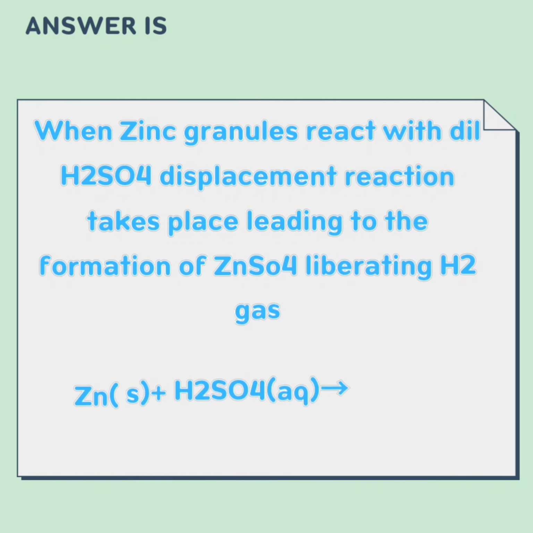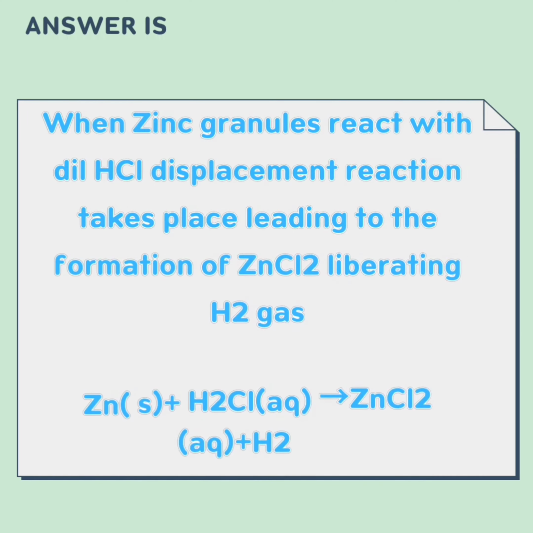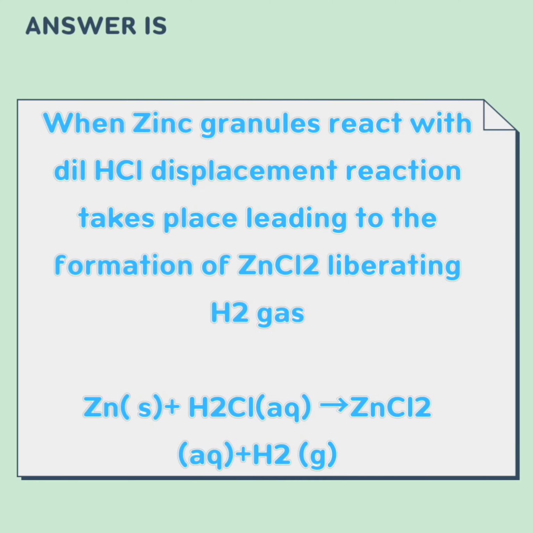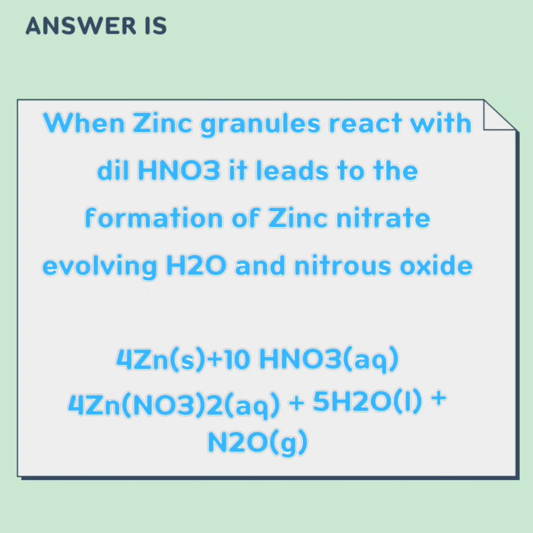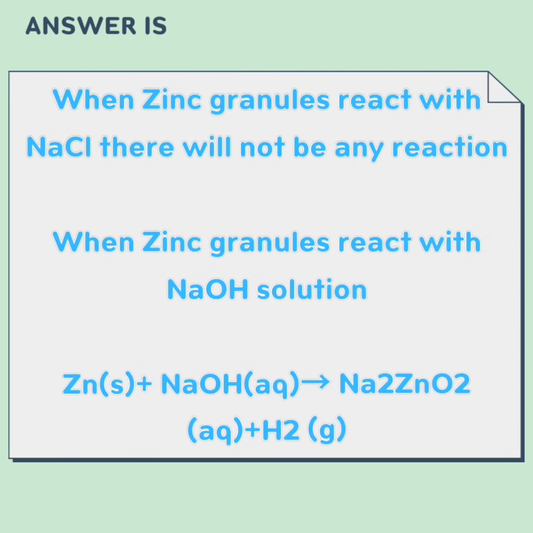Answer. When zinc granules react with dilute sulfuric acid, a displacement reaction takes place leading to the formation of zinc sulfate, liberating hydrogen gas. When zinc granules react with dilute hydrochloric acid, a displacement reaction takes place leading to the formation of zinc chloride, liberating hydrogen gas. When zinc granules react with dilute nitric acid, it leads to the formation of zinc nitrate, evolving water and nitrous oxide. When zinc granules react with sodium chloride, there will not be any reaction. When zinc granules react with sodium hydroxide solution.